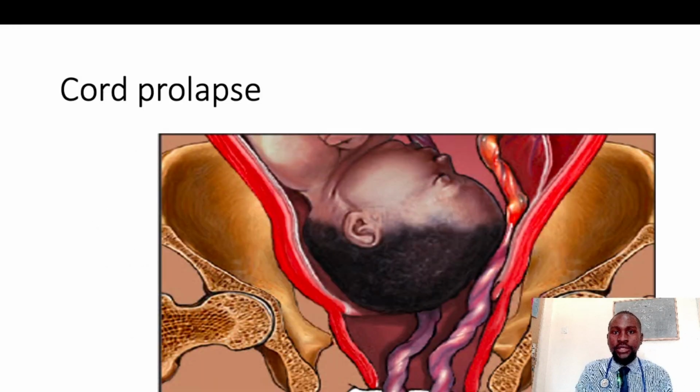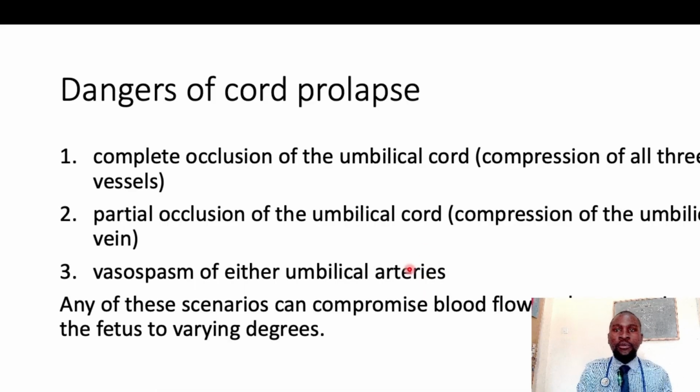When you look at this image, you will find that this is the head of the fetus, and this is a cord that has prolapsed. These are bones, this is a bony pelvis. Structures are rigid here, which means that as this fetus is getting born, as the mechanisms of labor are taking place, as this head descends, it will end up compressing the cord. That compression can lead to either complete occlusion or partial occlusion.